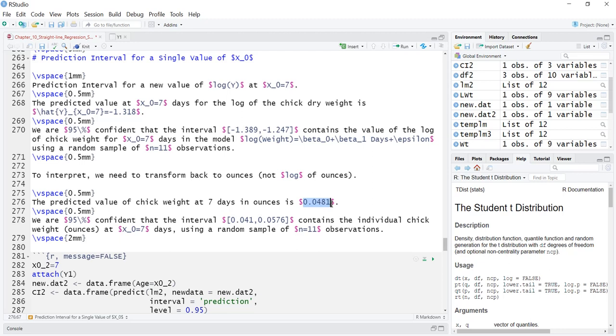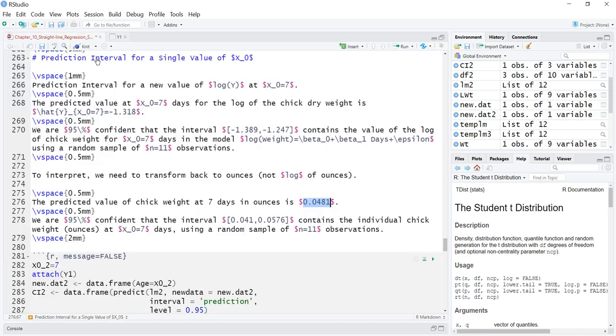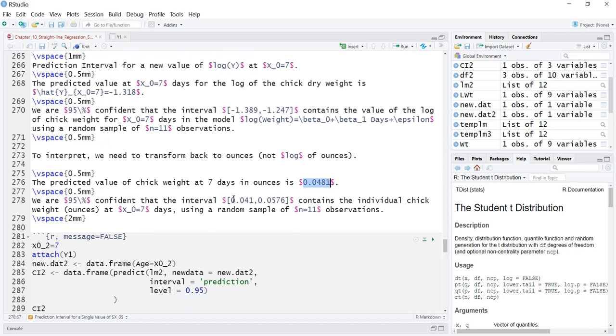So we transformed back. Here's the value, 0.0481. And again, looking for 7 days, this is 0.052 versus 0.0481. And then we get 0.041 to 0.0576. So this should be 0.058 if I want to go to 3 decimal places.